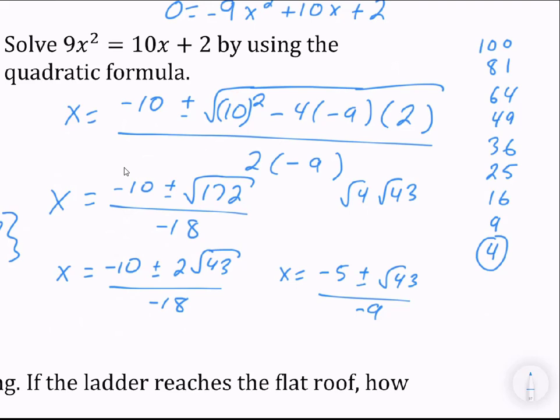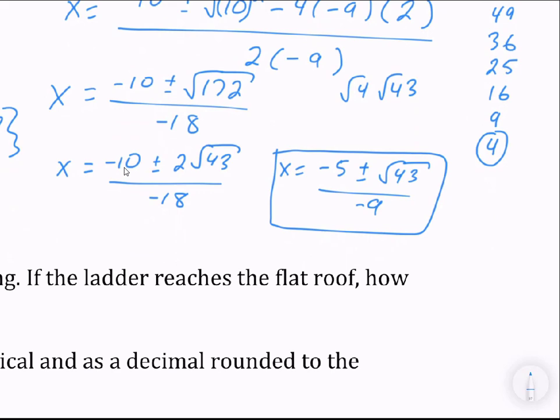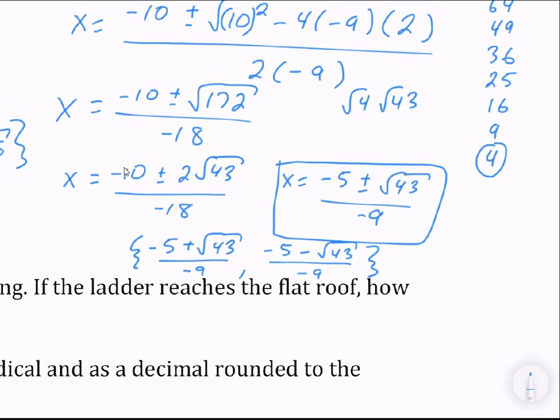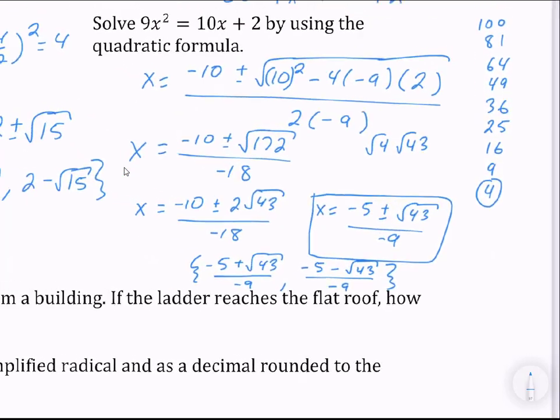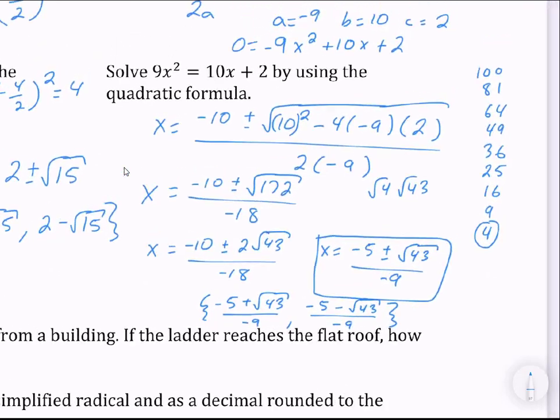So, anyways, that's just an aside. But there we go. Oh, and I guess I probably should list these out, shouldn't I? There we go. If I wrote these as a list, again, for thinking about your online work, it's negative 5 plus square root of 43 over negative 9, and negative 5 minus square root of 43 over negative 9. And there is that whole question in one little spot.